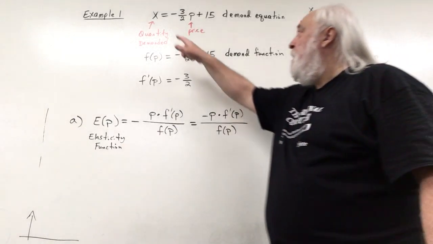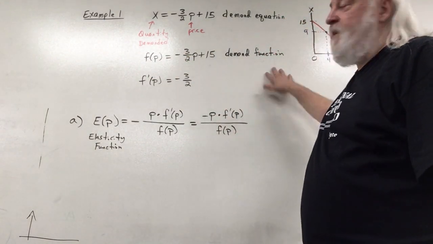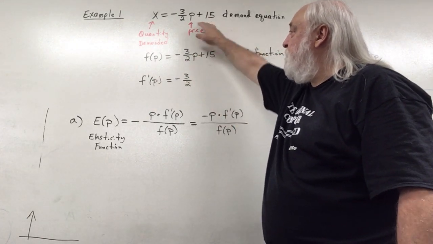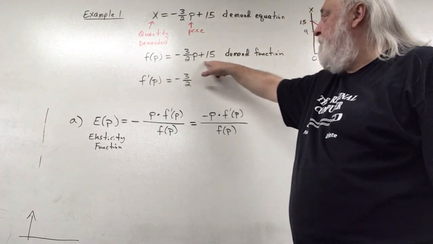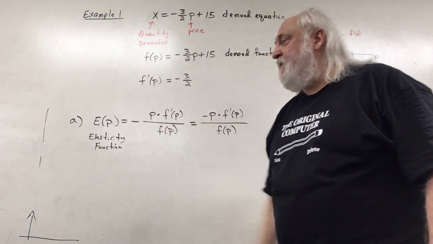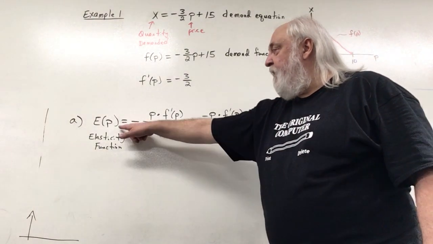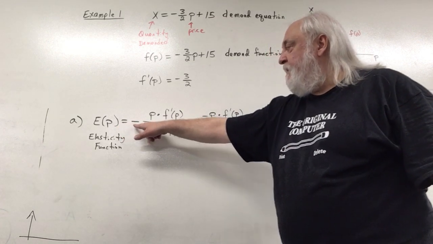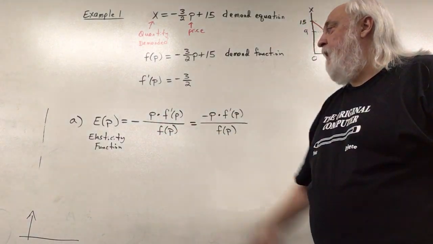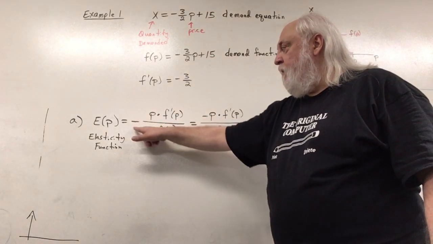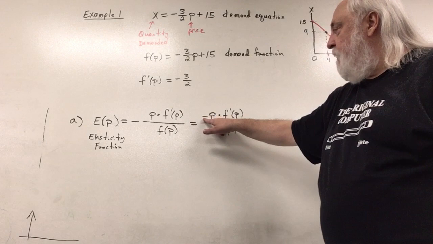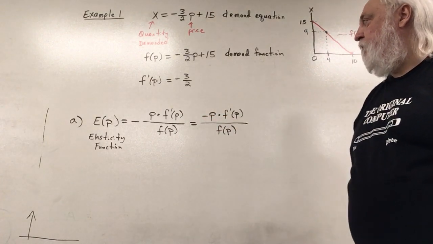Well, if we replace x with f of p, we now have the demand function for this good. It's a linear function, because it's the equation of a straight line. So we have f of p is equal to minus 3/2 p plus 15. The elasticity function, which measures the elasticity of demand at a given price, is given in your notes in the rectangle. E of p is equal to the negative of p times f prime of p, that's the derivative of f of p, divided by f of p. Now, I notice a lot of times students will lose sight of the negative sign out front, so I moved it into the numerator. We can do that. This is the same as minus p times f prime of p over f of p.